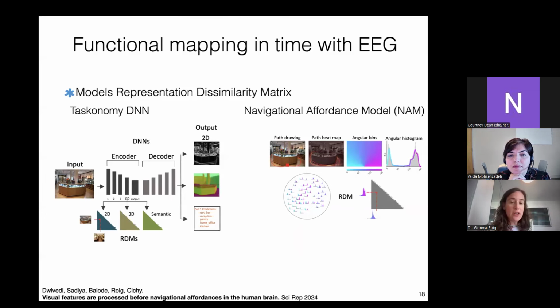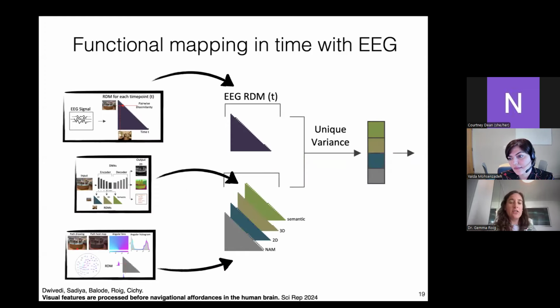And then we also use a behavioral model, the navigational affordance model, that was actually proposed by the original paper that used the original fMRI data, because they were interested in navigational affordance. And in this case, we also use it as a comparison. So that's the metric that we use for the alignment here.